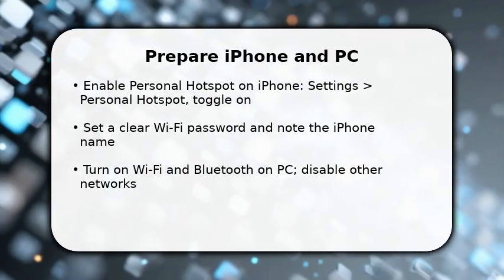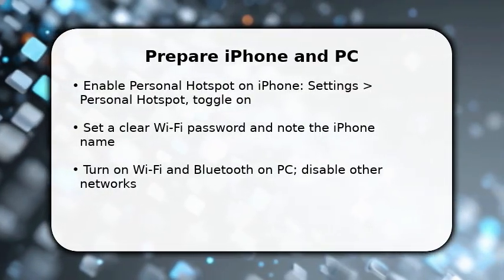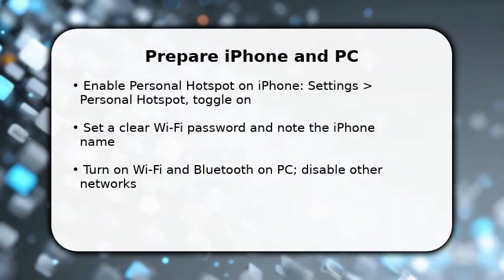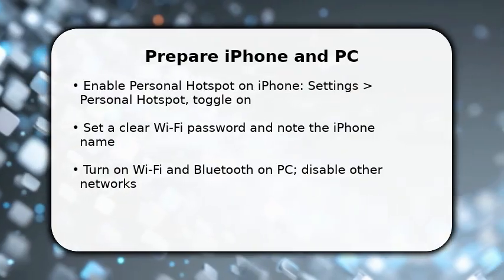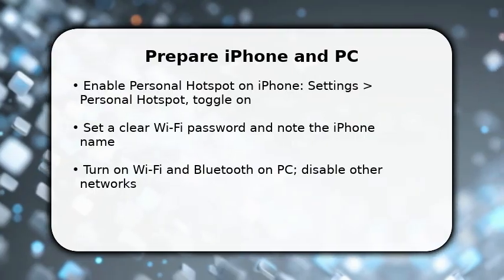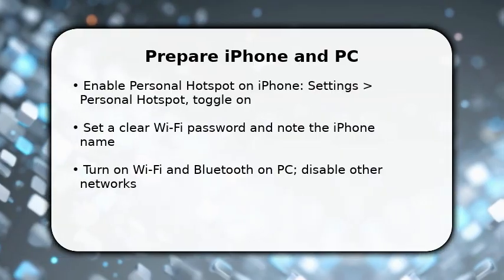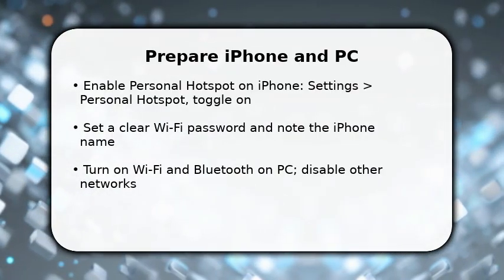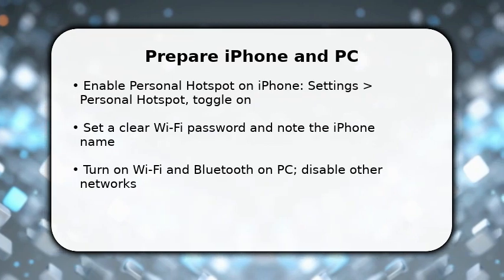You start by making the iPhone discoverable and the PC ready to connect. On the iPhone, enable Personal Hotspot and confirm the hotspot name and password so you can type it on the PC. Make sure the PC's Wi-Fi and Bluetooth radios are enabled, and temporarily disable other adapters like Ethernet if they conflict. Once done, keep the phone unlocked and on the hotspot screen so the PC can see it quickly. This reduces pairing errors and speeds the next steps.